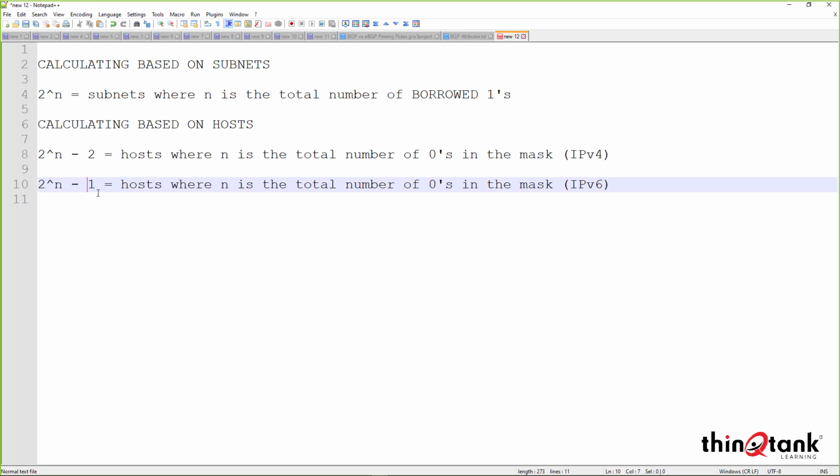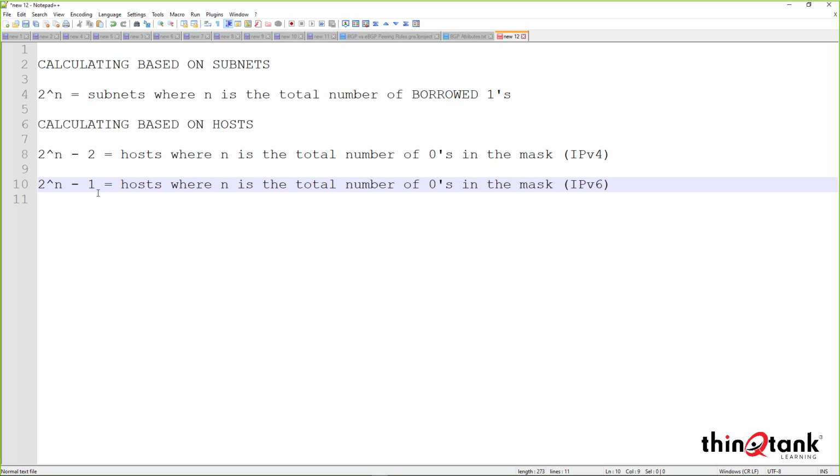You understand why you subtract 1? Maybe not, because we hadn't talked about it yet. There's no broadcasting in IPv6. There is no concept of broadcasting in IPv6, so there's no broadcast address. There's a network ID, no broadcasting.